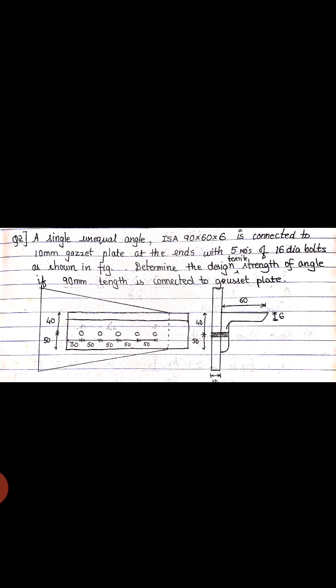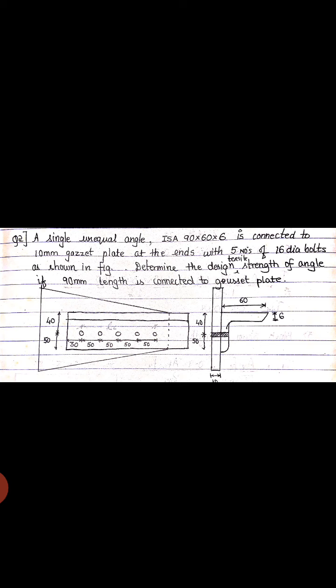So we have seen how to calculate the strength of the plate with respect to different categories like the yield strength, fracture strength and block shear. Ultimately we got the tensile strength of the plate. So in this session we are going to determine the tensile strength of an angle section.